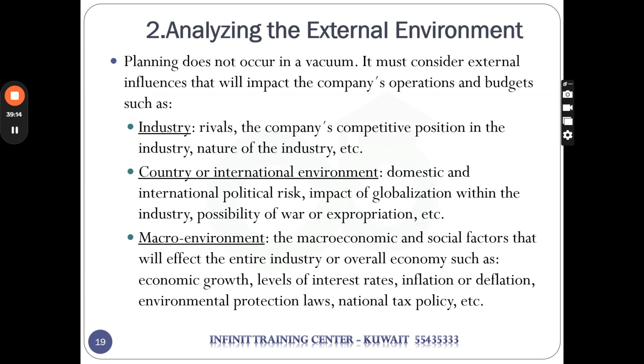So the first step was to define a mission, and the second step in formulating your strategic plan is analyzing the external environment. So you have to analyze the environment in which your company or your corporation is operating. What industry you are in and who are your rivals. What is your competitive position? What is the nature of the industry? Or maybe the country or international environment, domestic and international political risk. Possibility of war, expropriation. Expropriation means the chance of the government taking over the company.